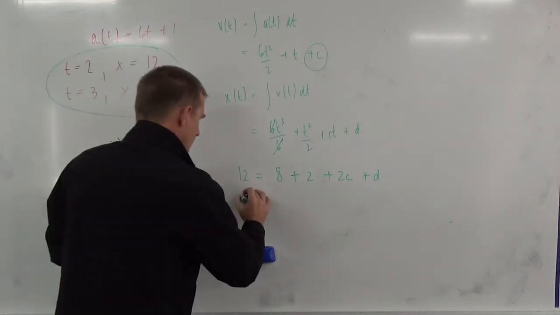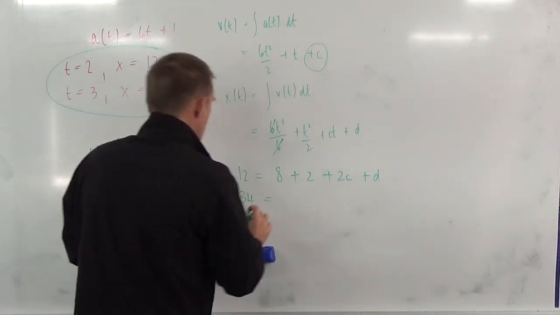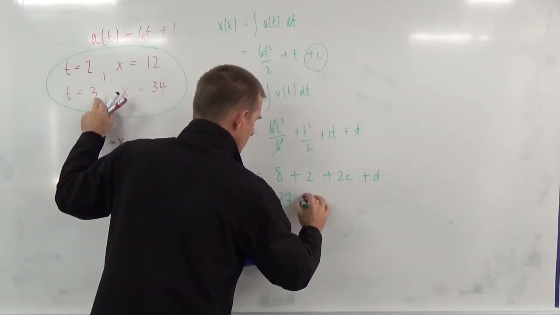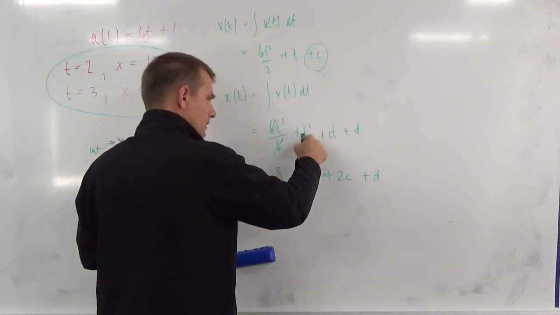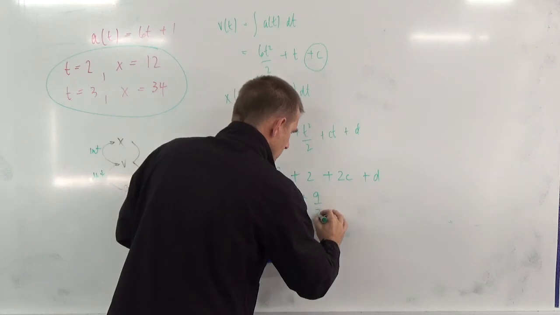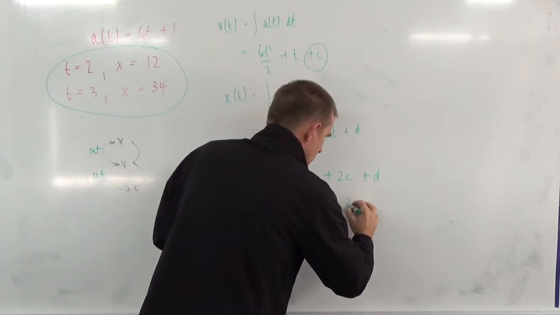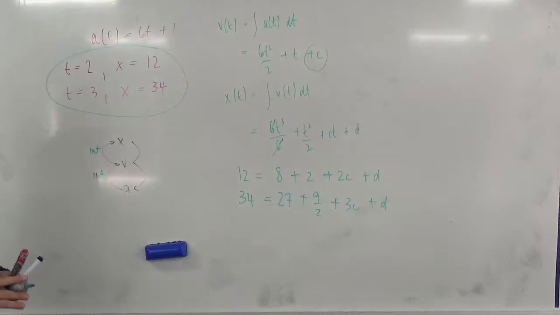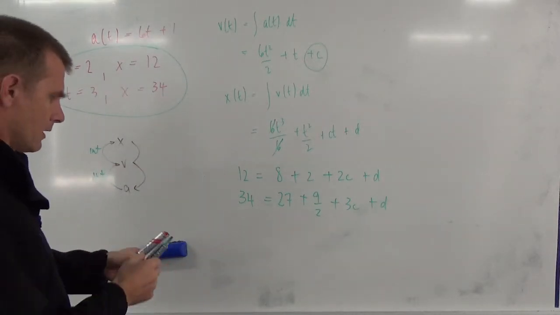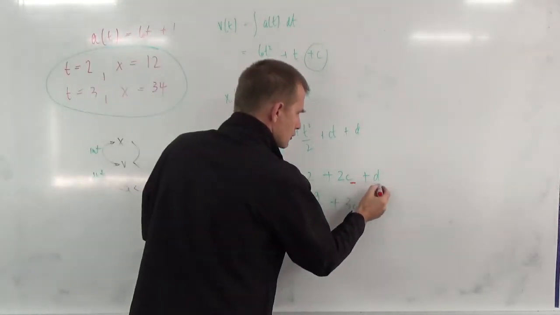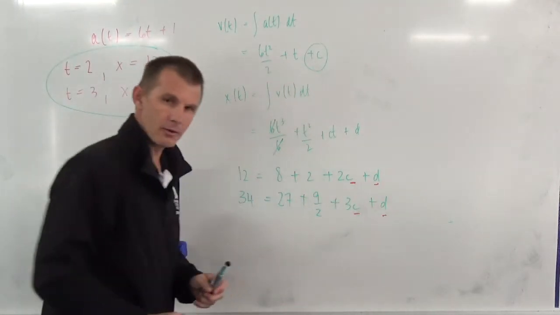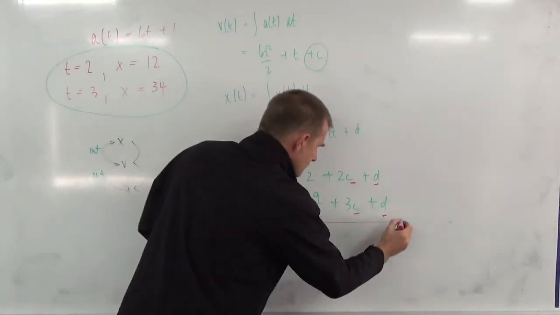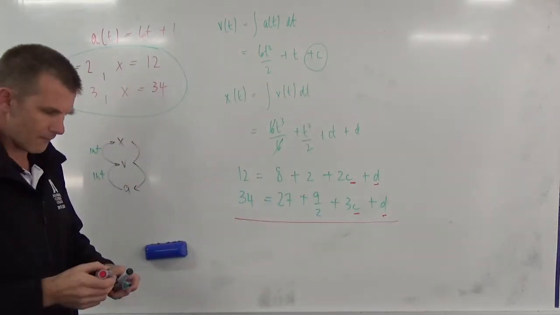x is equal to 34 equals, now putting 3 in. 3 cubed is 27 plus 3 squared is 9 over 2, plus 3c plus d. Now you look at that and you think, what am I doing with this? Well, now I have 2 unknowns and 2 equations. So couldn't I just do this? Subtract one away from the other?